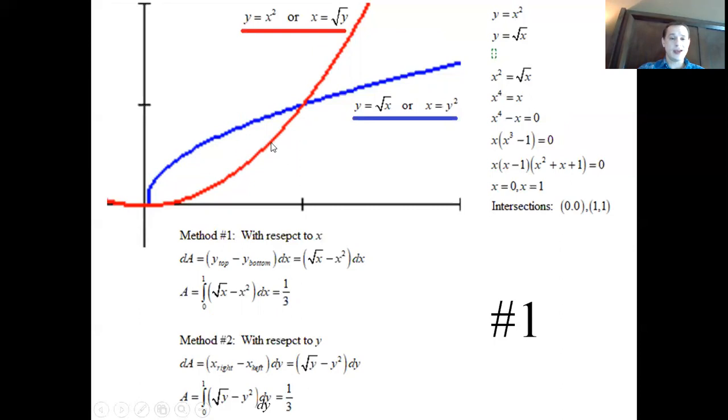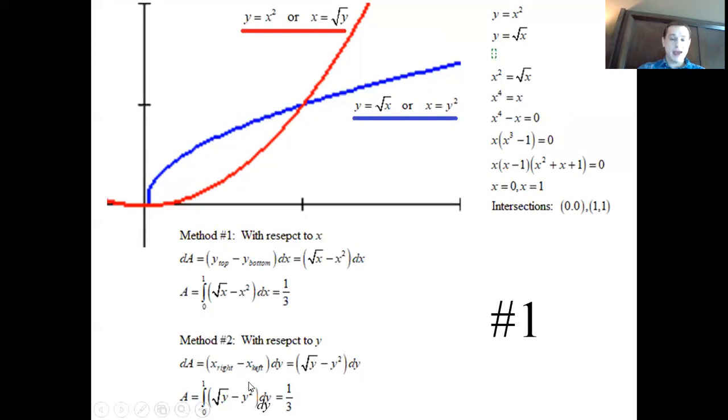So the width would be x on the right minus x on the left, which is square root of y on the right minus y squared on the left. And if you set that up with method 2, you see the dA is just that little tiny width there, x on the right minus x on the left, times the height, which is dy, and that gives you a little chunk of area.